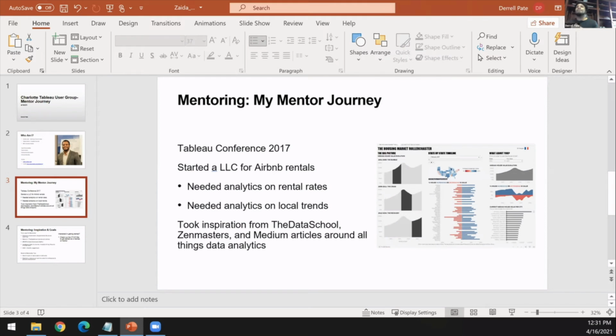Being in the community, I really didn't think I was going to be able to mentor, but with taking inspiration from the Data School, which is a great resource, the Zen Masters who publish their Vizes, Medium articles, as well as Viz for Social Good, which we just saw, those analytical and visual inspirations can help you to mentor others and provide like a little template for you to use.